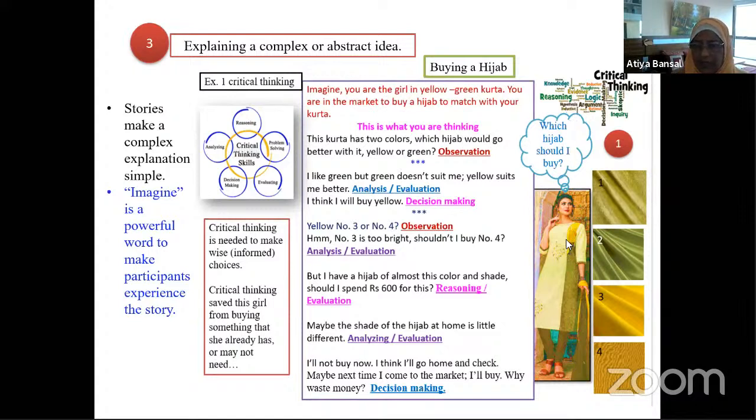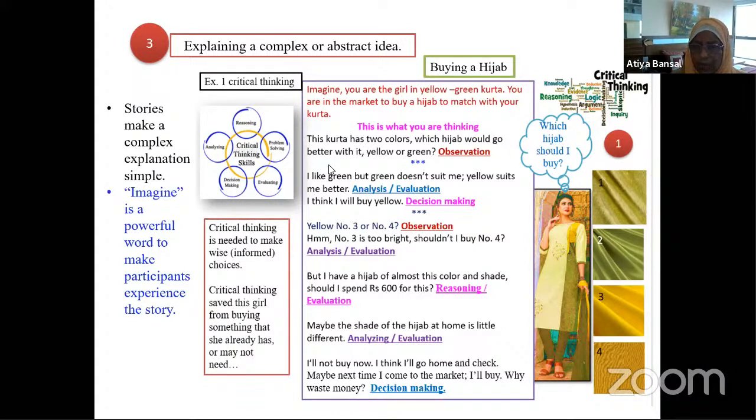This is a girl. She has got a shirt in two colors, yellow and green. And she's in the market and she wants to buy a hijab like this one. She's in the shop. Here is the shop. And all this from here to here is going on in her head. She's thinking. What does she think?